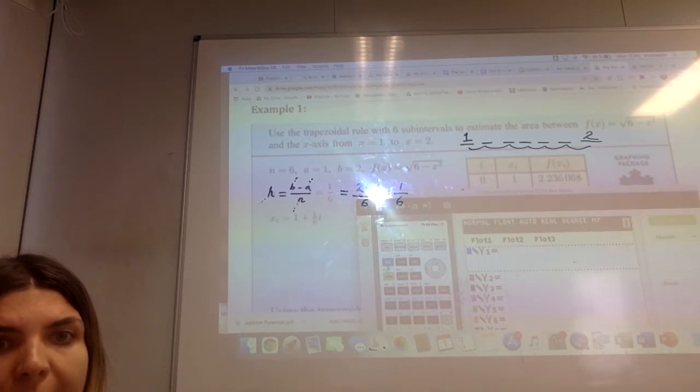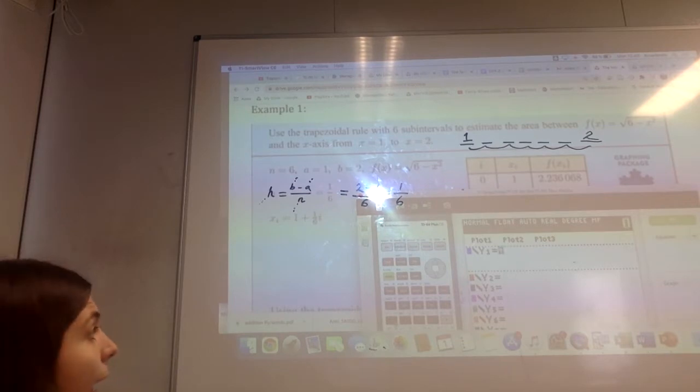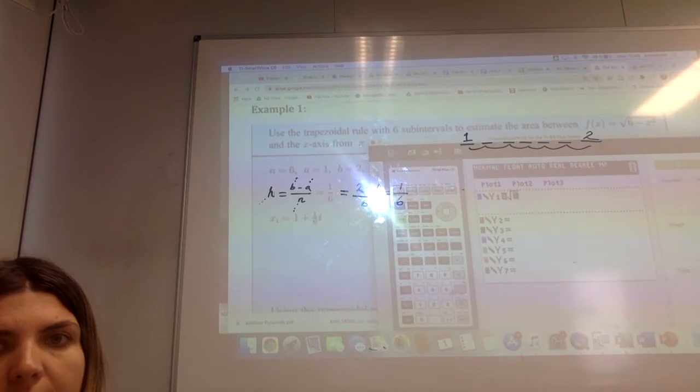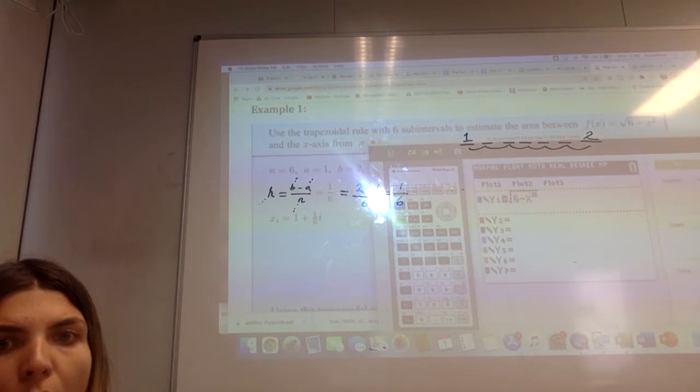The square root is second x squared. This is the x squared here. And then we're going to put in the function 6 minus x squared. 6, big minus, x to the power of 2.